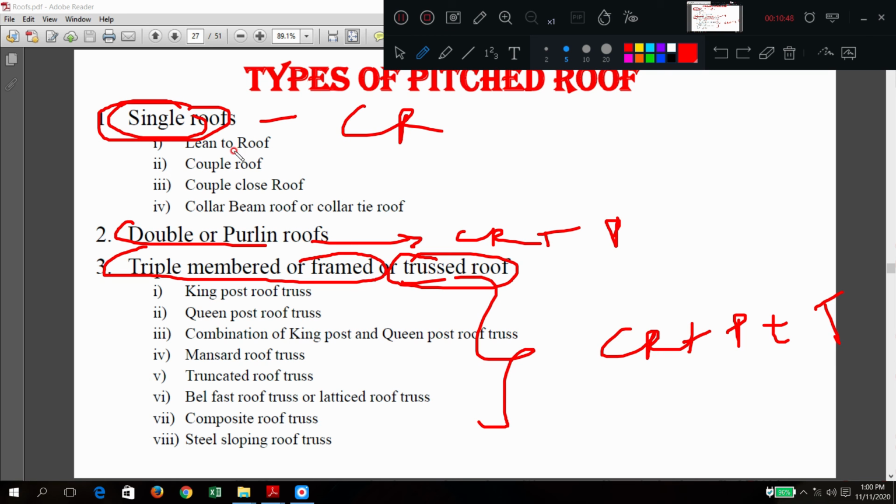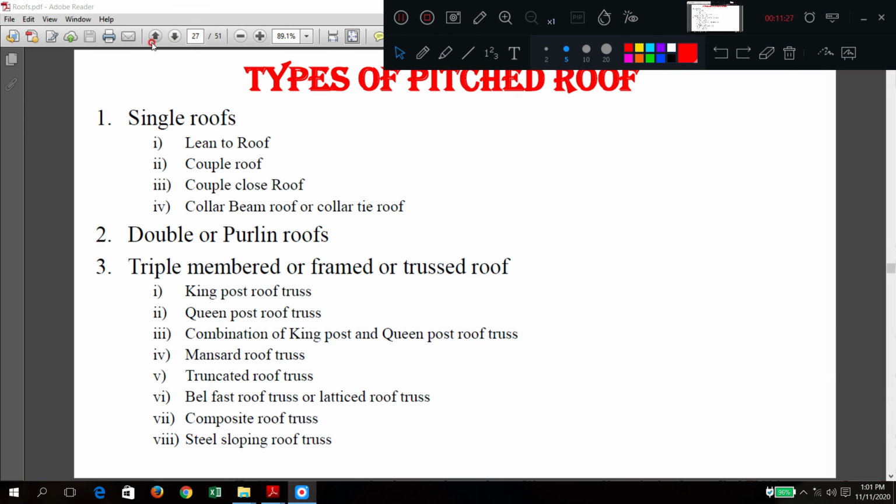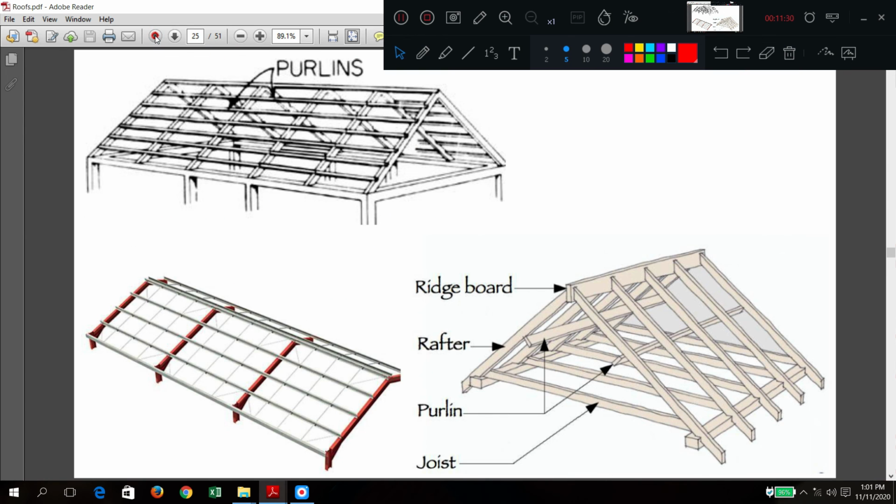In single, common rafter is there, so you have lean-to roof, couple close, collar beam. Okay. In double there is no classification, only one type, but in the trussed you have so many types: king post, queen post, combination, mansard, truncated, Belfast, composite, steel posting. Okay, so many types are present. Okay, we'll see them one by one in diagrams. So where we are in the discussion, I think we have completed this one.